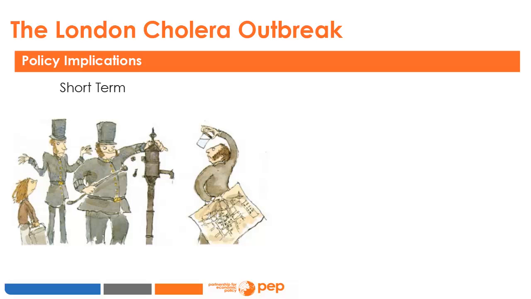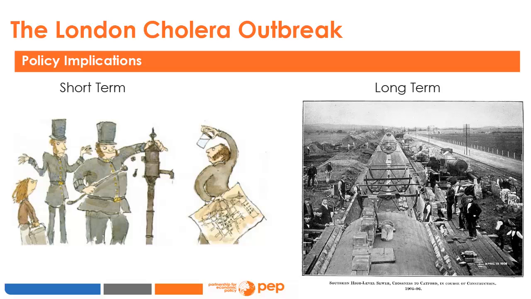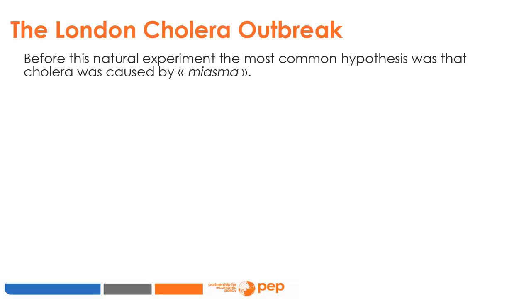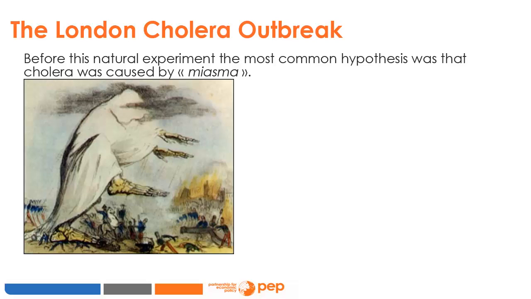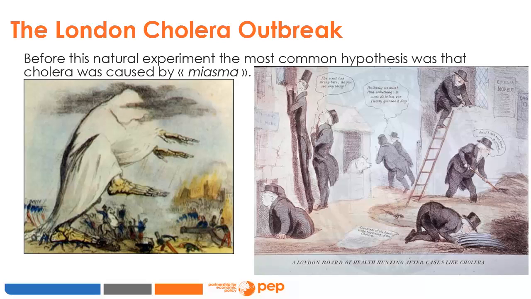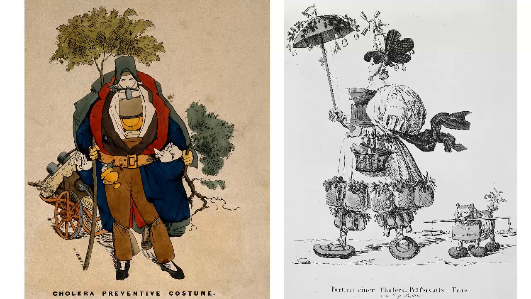In the short term, this impact evaluation led local authorities to disable a contaminated well pump by removing its handle. In the longer term, subsequent investment in sewage systems helped banish cholera from London, Europe, and much of the developed world. Before this natural experiment, the most common hypothesis was that cholera was caused by miasma, unpleasant and unhealthy vapors arising from decayed organic matter. Public authorities promoted the eradication of cholera through the preventative approach of opening windows to let the miasma out of the houses. The leaflets and posters of the time make fascinating reading.